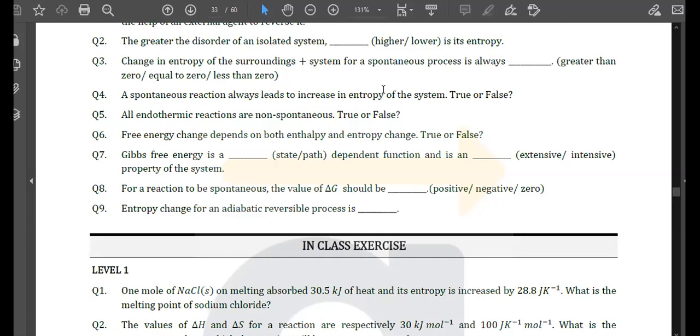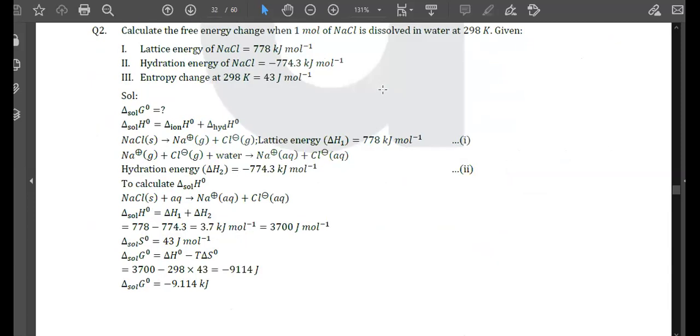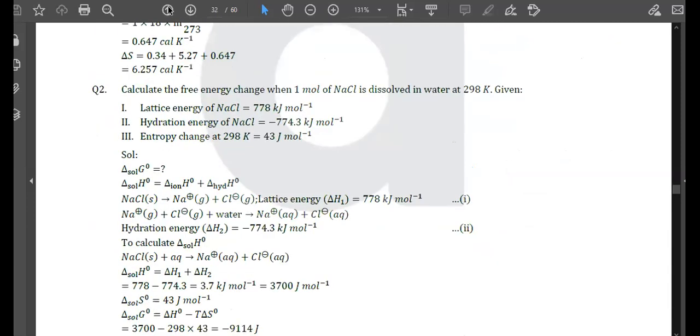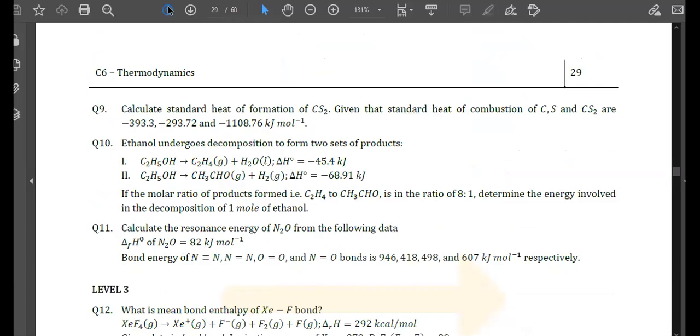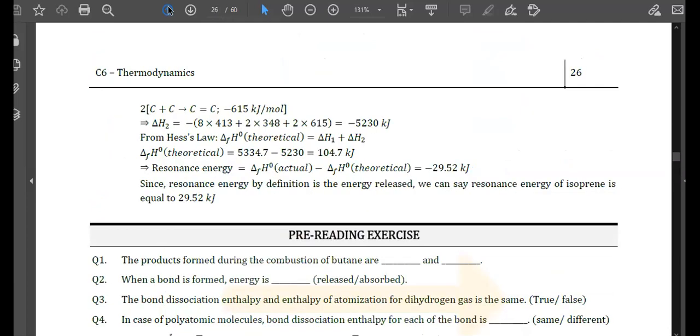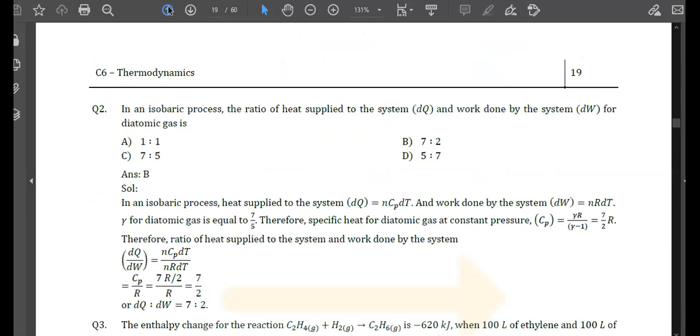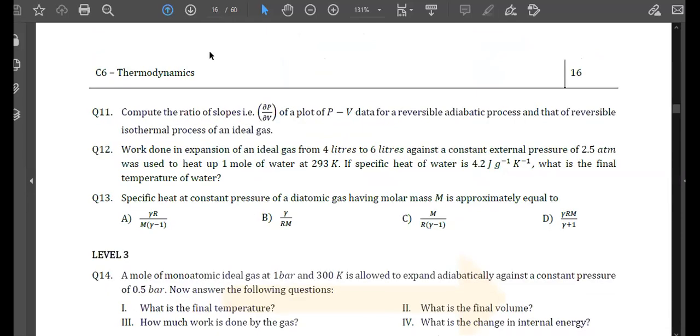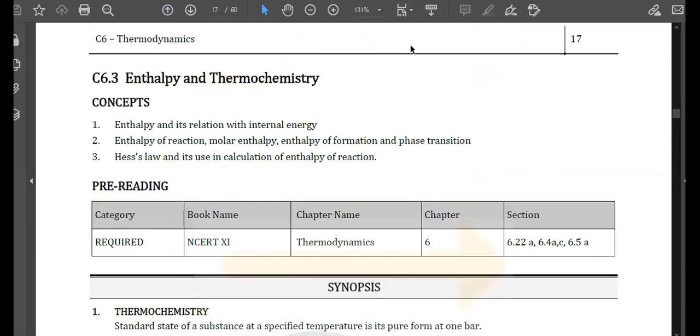So we'll discuss. Did anyone have any doubt in the concept that we studied in the last class? Tell me. We will revise also. Any specific doubts? We studied what is enthalpy and what is thermochemistry. So the concept that we studied in 6.3 was the basics of enthalpy and internal energy.